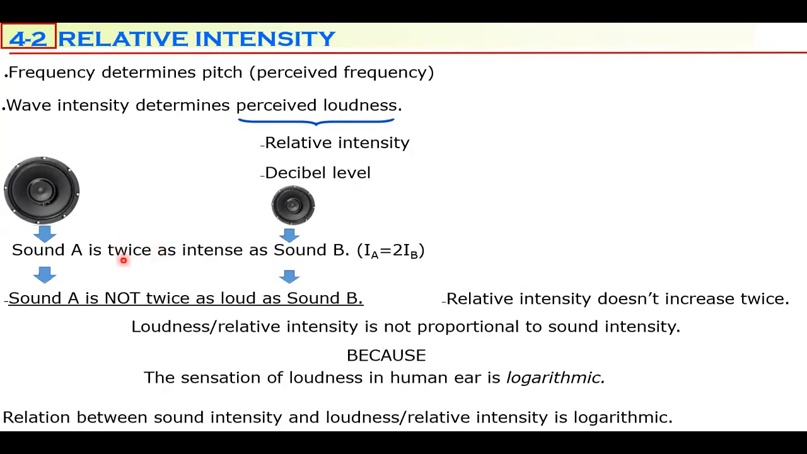When you make a sound twice as powerful as another one, look at these two, sound A and sound B. Say one of them has a power of 10 watt, and this one is 20 watt. Of course the intensity of this one must be greater than that one, twice the intensity. So sound A is twice as intense as sound B. Assume it's like this. But you are not going to hear this loudspeaker twice as loud as B.